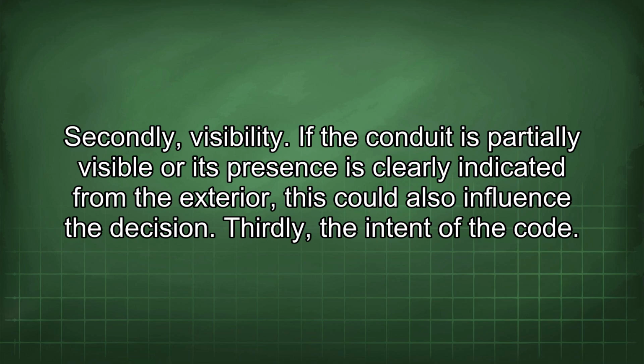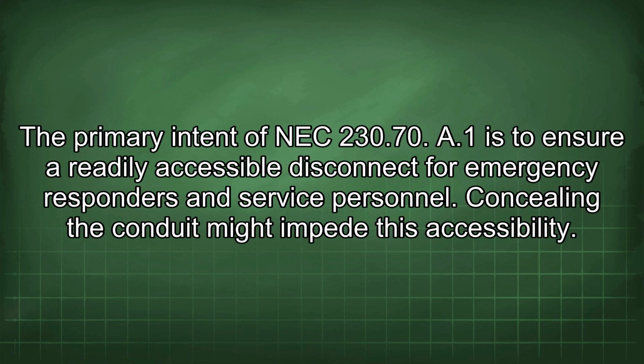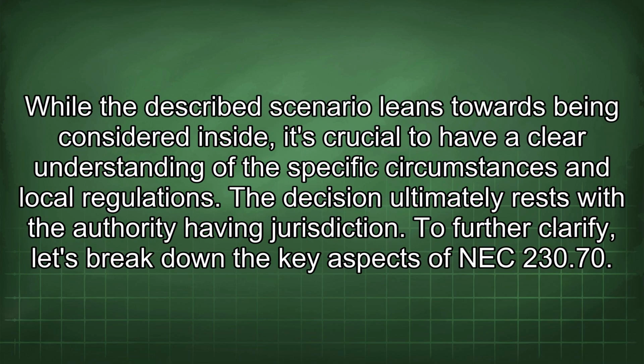Thirdly, the intent of the code. The primary intent of NEC 230.70(A)(1) is to ensure a readily accessible disconnect for emergency responders and service personnel. Concealing the conduit might impede this accessibility. While the described scenario leans towards being considered inside, it's crucial to have a clear understanding of the specific circumstances and local regulations. The decision ultimately rests with the authority having jurisdiction.